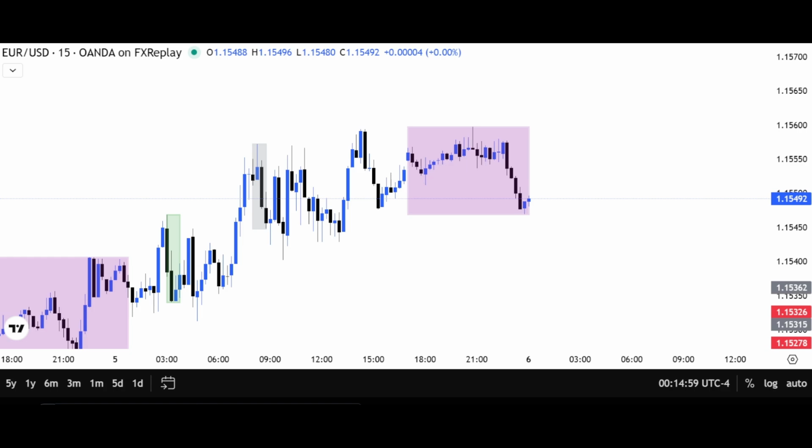What if you could know the direction of the entire day just by watching one thing during the Asian session? No indicators, no guessing, just one confirmation that tells you exactly where price is going for the rest of the day before London even opens. I'm gonna show you how to identify it, how to use it, and how to enter a trade with full confidence, knowing the daily direction is already decided.